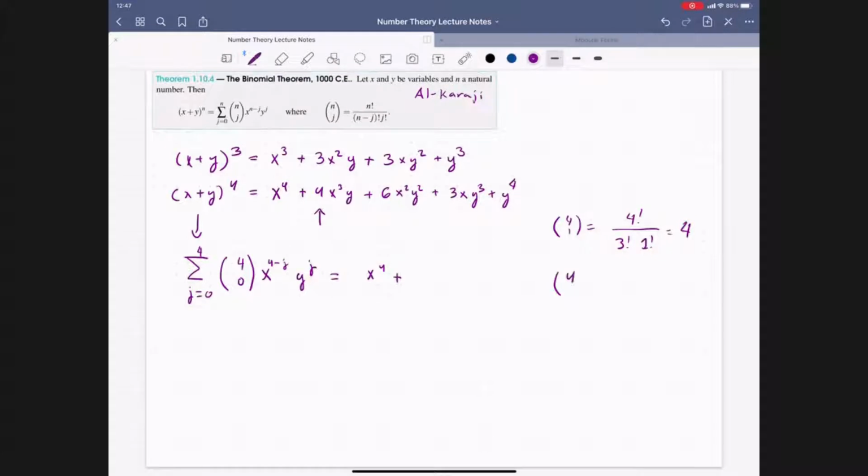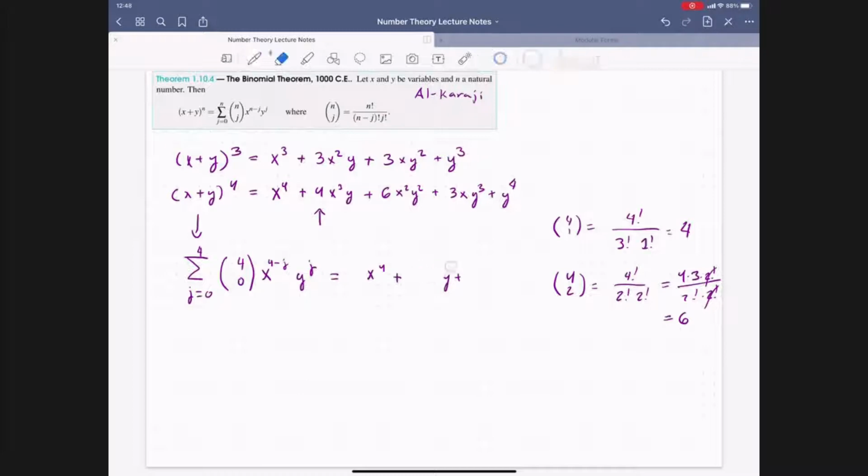And I'll just do one more, 4 choose 2. Here this will give 4 factorial over 2 factorial times 2 factorial. And so now on the top, I'm going to write this as 4 times 3 times 2 factorial over 2 factorial times 2 factorial. And so we can see cancellation with one of the 2 factorials. And so we have 4 over 2 is 2, 2 times 3 is 6. And so this here will be 6, and then x to the 4 minus 2, x squared times y squared.